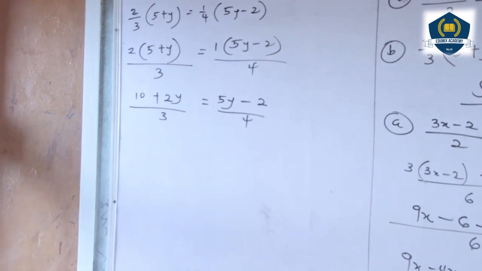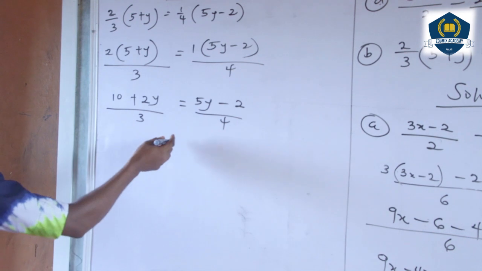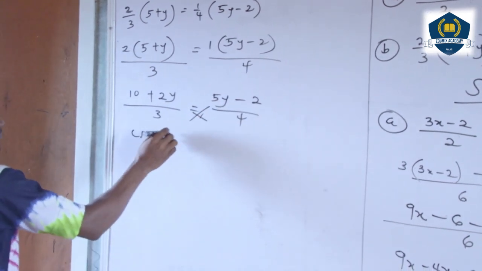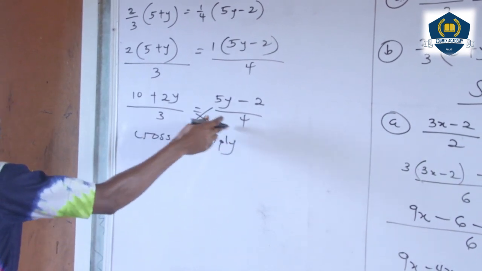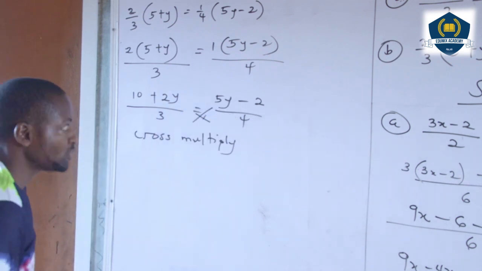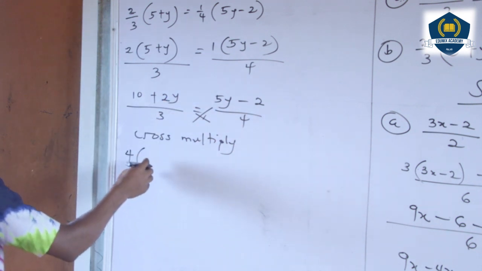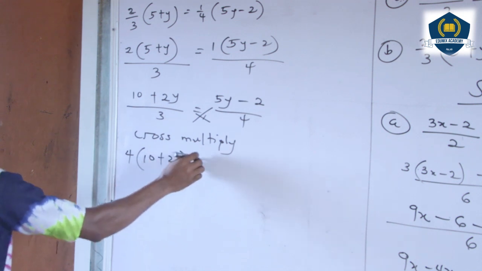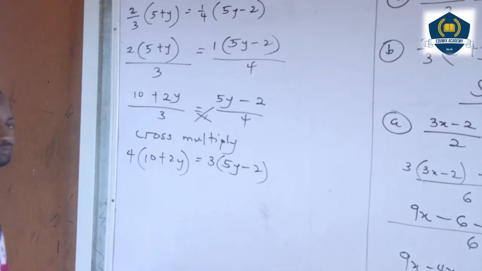Now, guess what? They're having 2 fractions on both sides of the equation. Alright? So, the next thing to do, since they're having 2 fractions, is to what? Cross multiply. So when you cross multiply, now this 4 multiplies 10 plus 2y, this 3 multiplies 5y minus 2. So 4 into bracket, because they're having 2 terms here, so it has to be in bracket. So 4 into bracket, 10 plus 2y is equal to 3 into bracket, 5y minus 2.